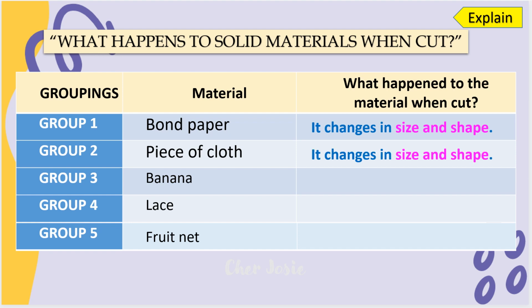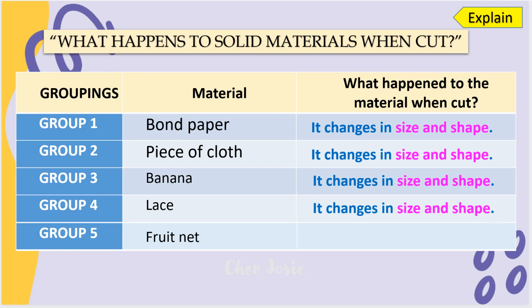What about the banana? Good job. It also changes in size and shape. What about the lace, group 4? Very good. It also changes in size and shape. And lastly, the fruit net. Good job, kids. All of your answers are correct.